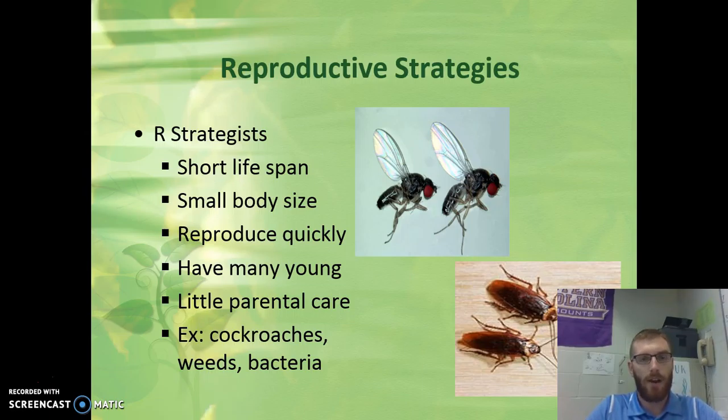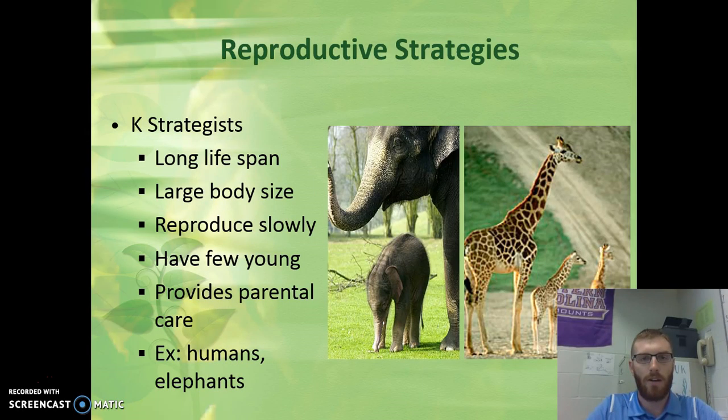There are the r strategies, which include a short lifespan, small body size, they reproduce very quickly, have several young, and very little parental care. When you have so many young, it's hard to care for so many babies. We think insects, weeds, bacteria here. Basically, they want to take over everything by increasing numbers.